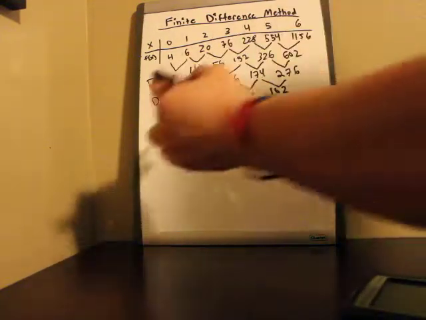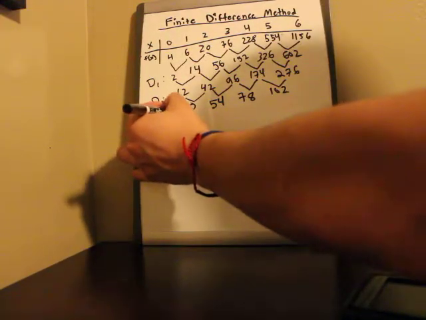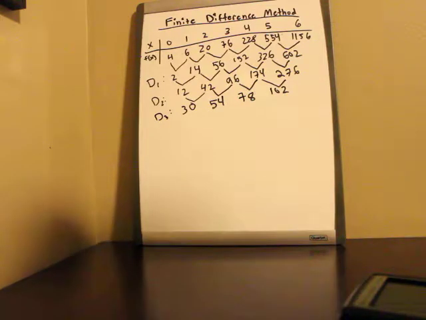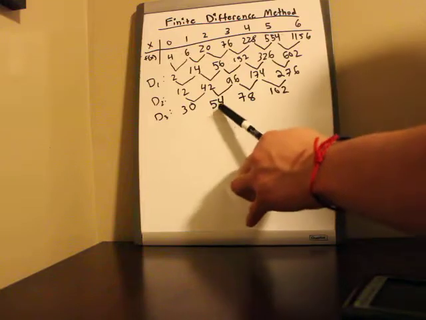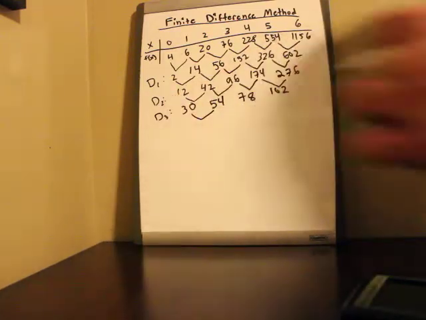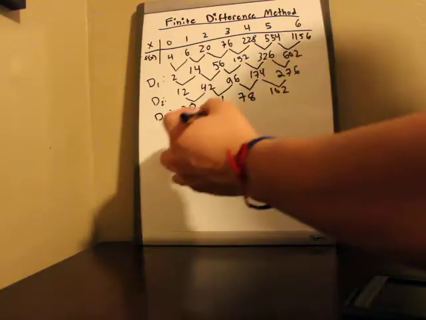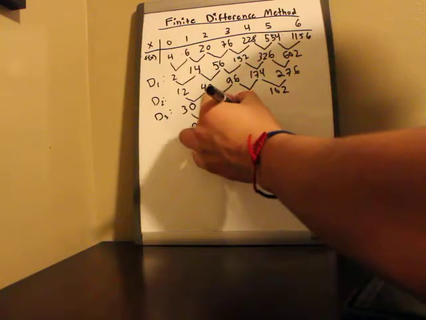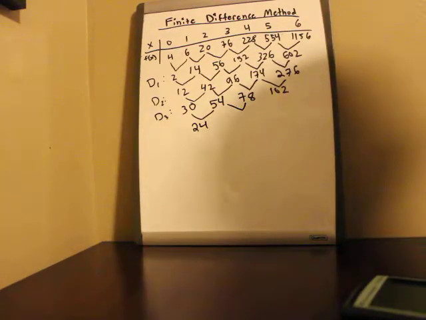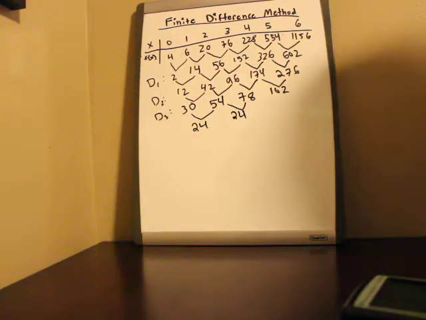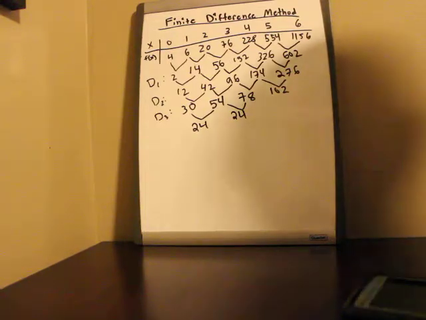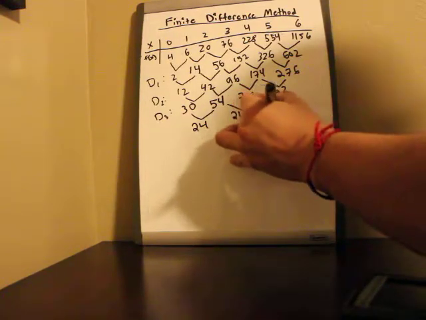Now we took our third difference, and we still don't have a pattern. So we need to continue going on until hopefully we see something. So let's just do it again. We're going to do 54 minus 30, which is 24. We're going to do 78 minus 54, which is 24. We're going to have 102 minus 78, which is 24.